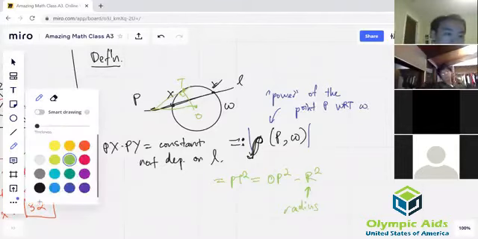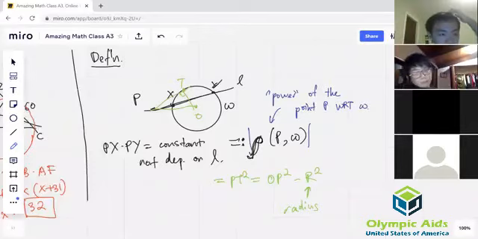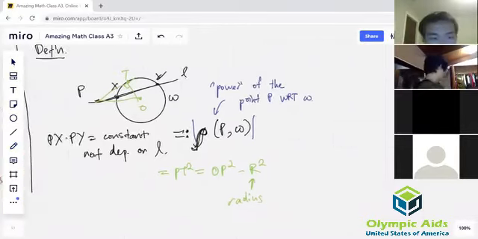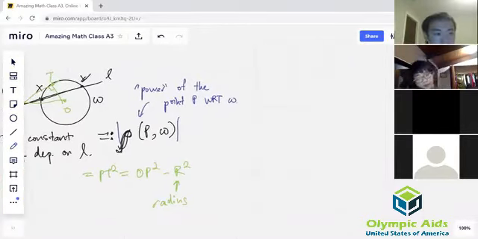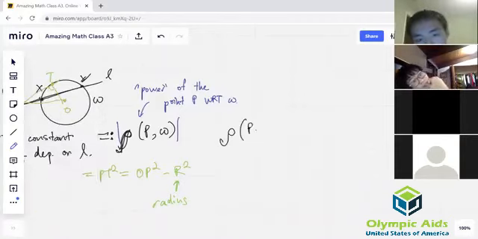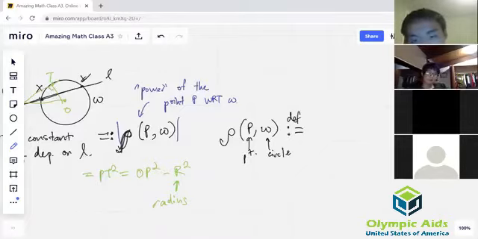And this is the way you generally want to define power. So as a recap, we call the power of a circle the power of a point with respect to a circle. We define it, so this is defined as OP squared minus R squared.